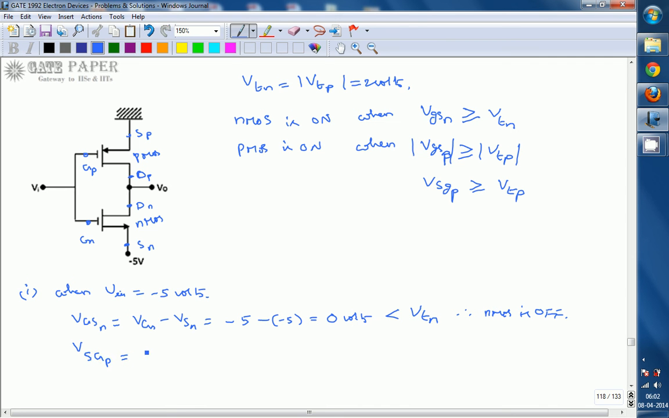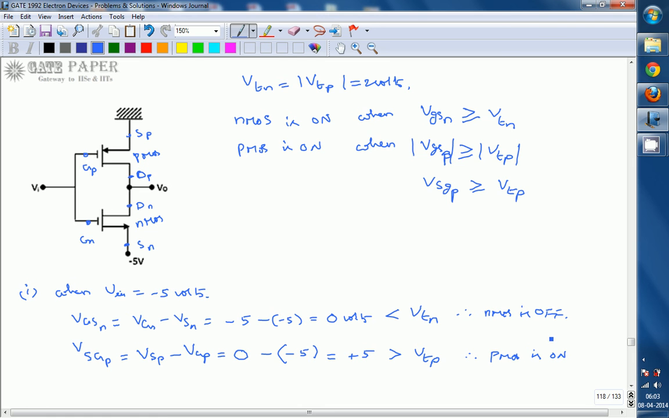VSGP we have to calculate. VSGP is equal to VSP minus VGP. VSP is nothing but the source voltage of PMOS, which is connected at 0 volts, minus the gate voltage of PMOS. Gate voltage of PMOS is nothing but V input itself, that is minus 5. So minus of minus 5 becomes plus 5 volts. So plus 5 is going to be greater than VTP. So PMOS is on.